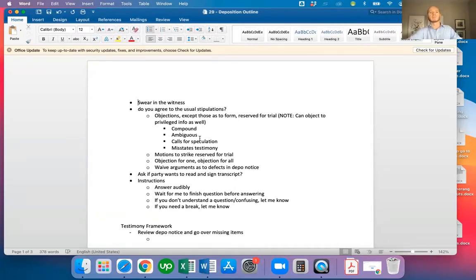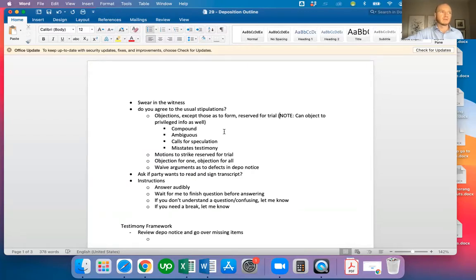And then separate from objections as to form, you can always object to privileged information. So if another lawyer is asking about conversations that your client has had with you, you can object to that. That can be objected to because that's privileged. It shouldn't be shared. But things like hearsay, you're not objecting to hearsay.